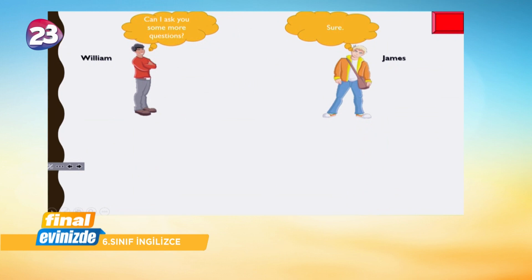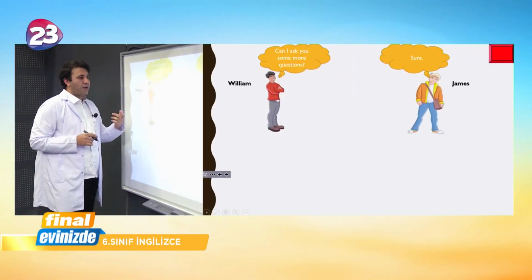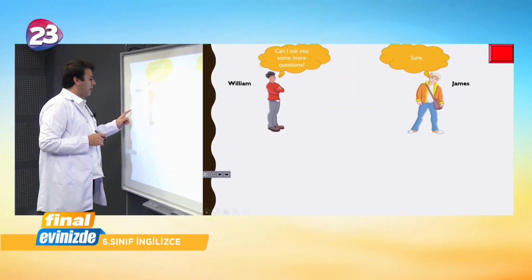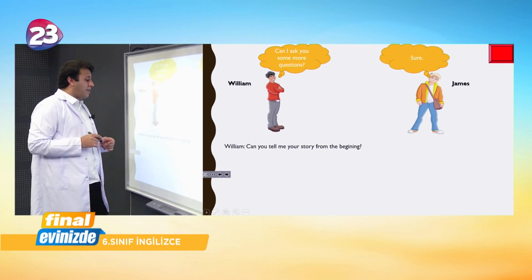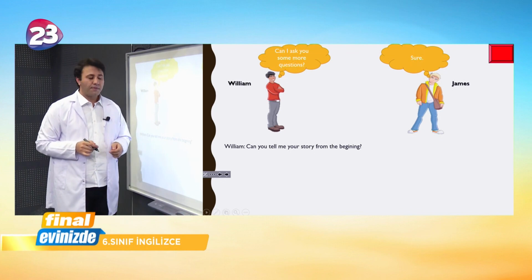Now, William and James are standing here. William says, can I ask you some more questions? And James says, sure. Now we are going to carry on with the conversations. Fine? Okay. Can you tell me your story from the beginning?